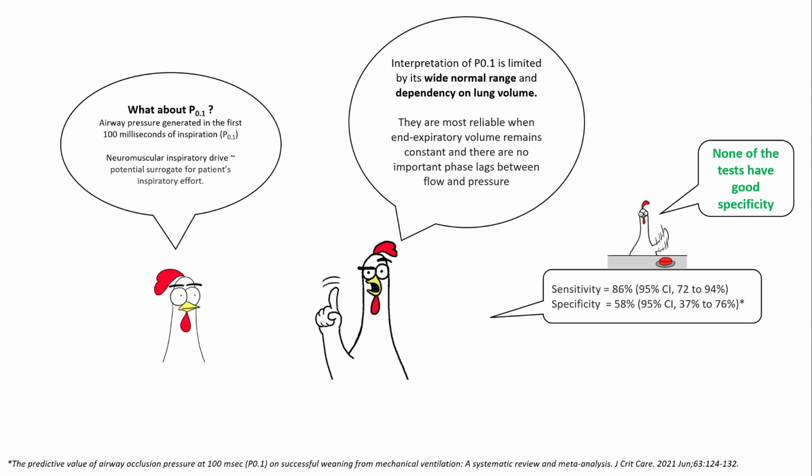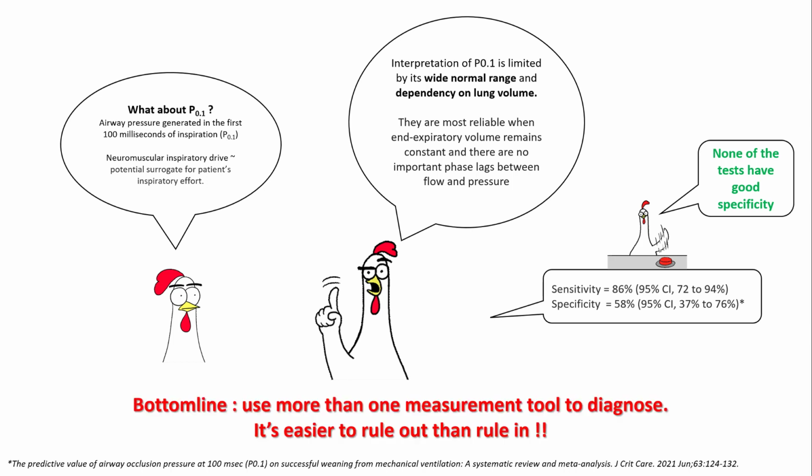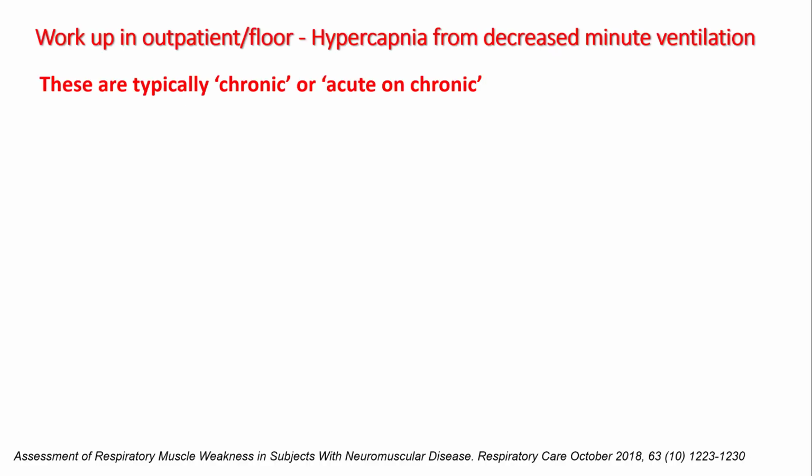So none of these tests that we talked about have good specificity. So use more than one measurement if you want to diagnose neuromuscular weakness. It's easier to rule out than rule in.